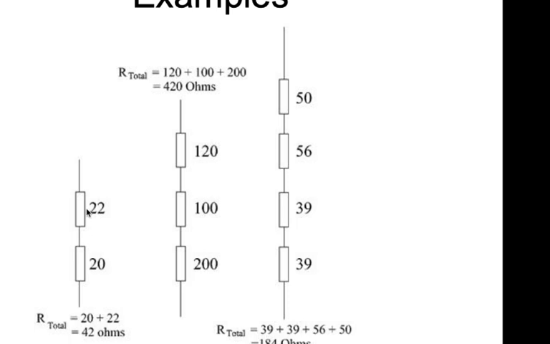So if we have 20 and 22, we're just going to add them. We have 42 ohms. We would add all of these and get 420. All of these, we get 184. Just simply adding all of the ones that are on the same pathway in our circuit.